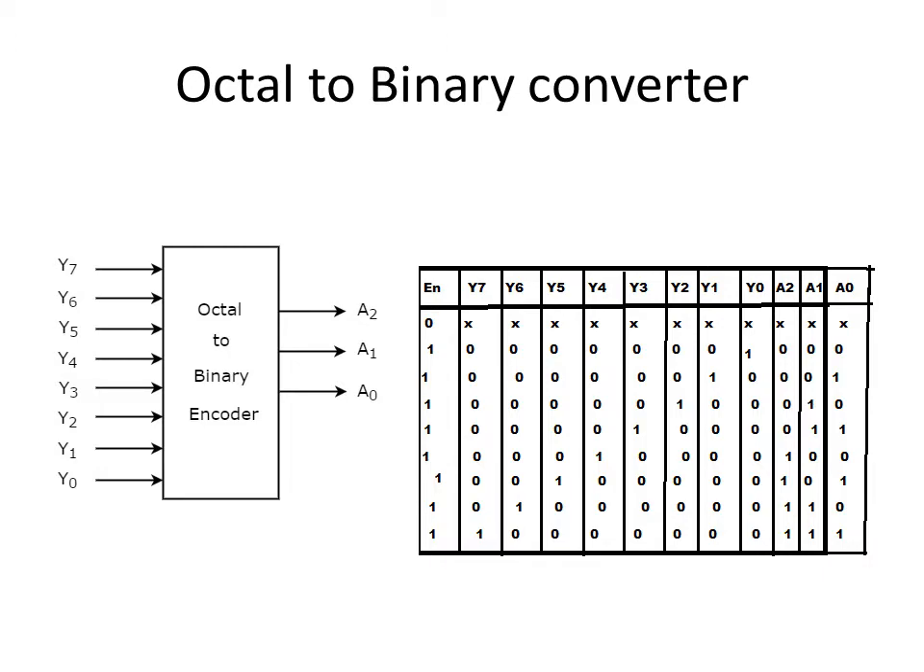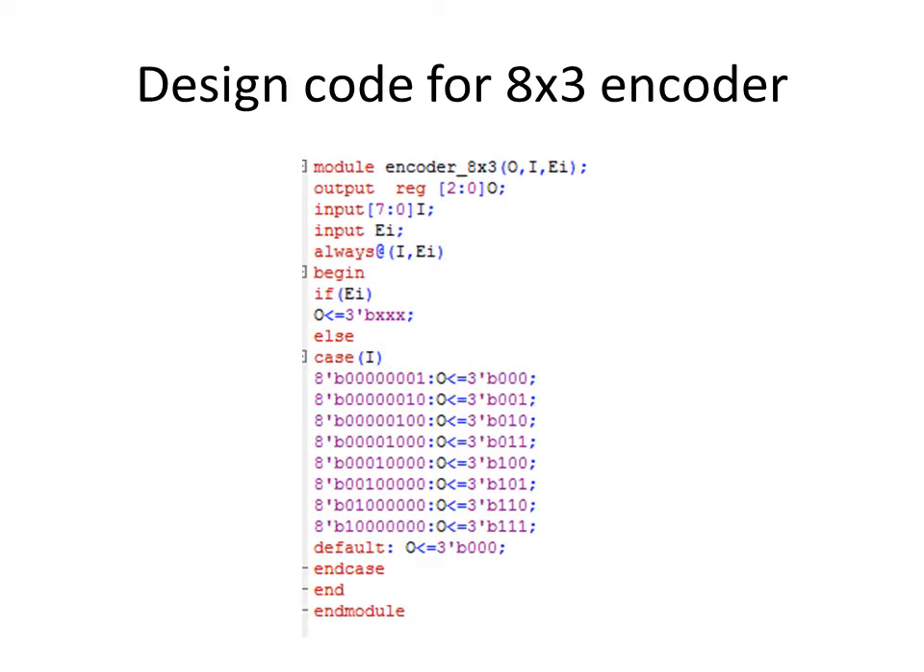Here there will be 8 input lines and 3 output lines. When the enable input is 0, the output is unknown. When the enable input is 1, the binary code corresponding to the input signal will be produced at the output. So this is the truth table of the octal to binary encoder. This is the design code for the 8x3 encoder using behavioral modeling.